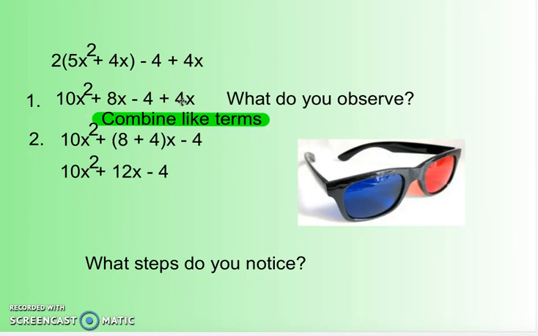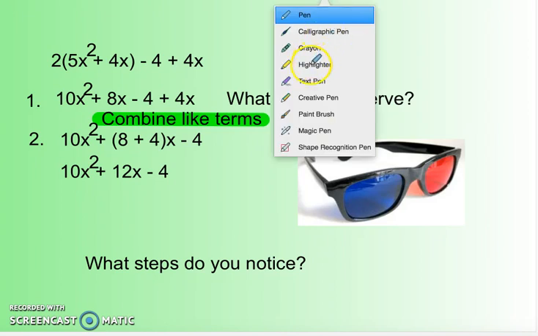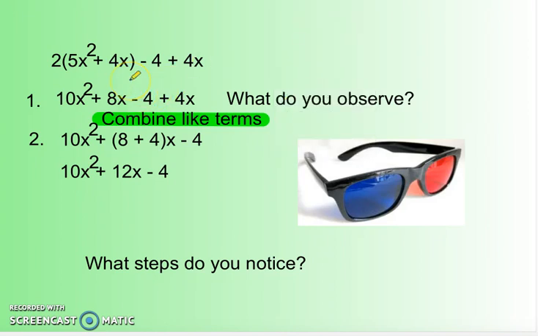Now, what's the next step that you observe? Exactly. We are going to look for any like terms. So I'm going to take a highlighter and look for things that have the same variable and the same exponent. This is x to the second power, and I notice there's no other term that is x squared, so there are no like terms for that one. But I notice this one's just x, and remember everything is to the first power, so this is x to the first power. I notice this is also x to the first power. So these two are like terms, and I can put them together.